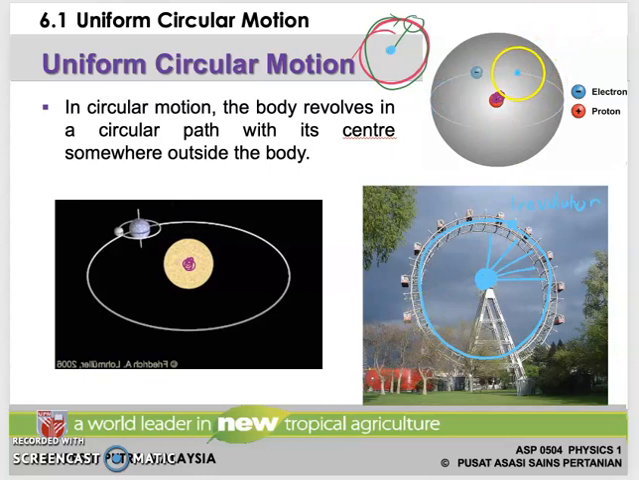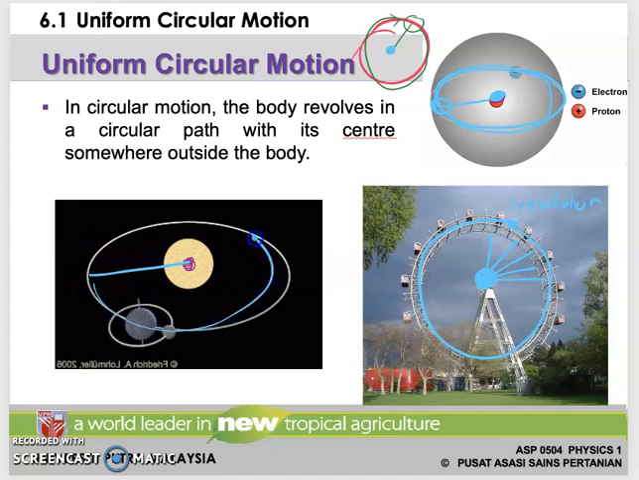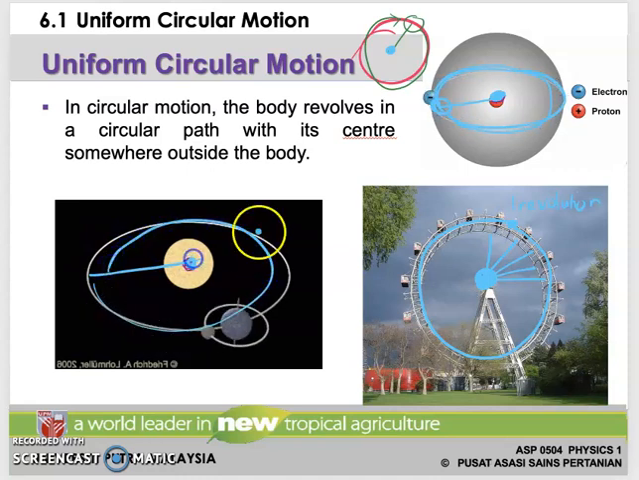Again, the circular path of the electron is here. The center is here. Imagine a string. This is your electron, this is your circular path, so the center is here. And imagine your Earth. Our Earth is the ball. We have a string, it's moving this way, and this is the center of rotation. So the center of rotation is outside the body.